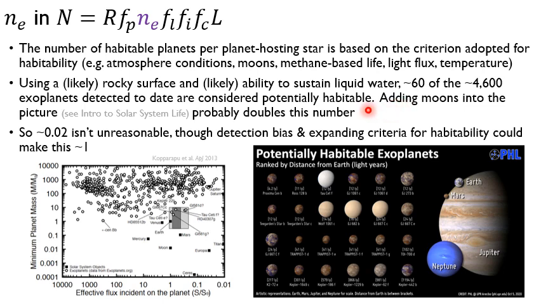I come up with the factor of 2 just based on, if you look back at the introduction to solar system life, there are about as many moons that could be habitable in our solar system as there are planets. So something like 0.02 isn't an unreasonable number. There are many arguments you can find in the scientific literature, or just by googling, that based on detection bias and being more open-minded about habitability, this number could actually be 1. So in principle, there's a case to be made that every stellar system that has a planet, which is most of them, has a planet or a moon that is potentially habitable.